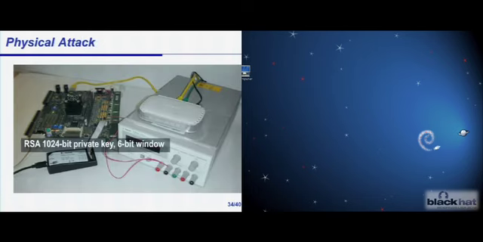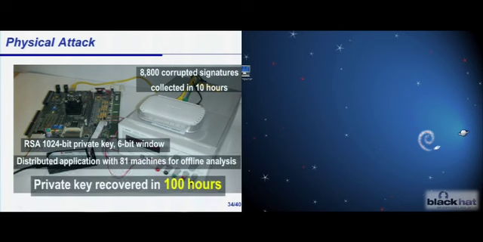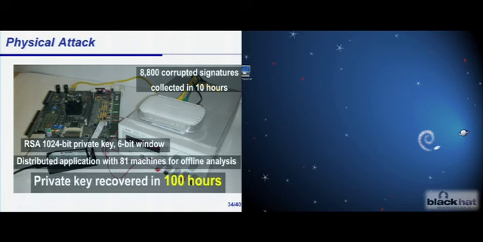So these are the final results of the physical attack we did. It was a 1024-bit private key using 6-bit window exponentiation. We sent 8,800 signatures that we collected over 10 hours. And then we have to do the offline analysis that took about 100 hours.